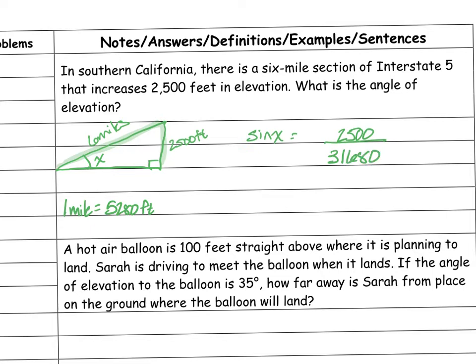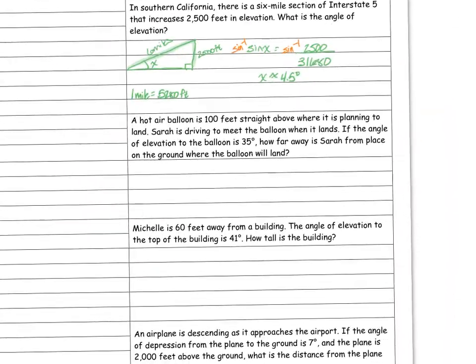Okay, so if I take 5,280 and I multiply by 6, I'm going to get 31,680 feet. Okay, great. So I don't want sine of x, I want x. So I'm trying to find an angle, so I'm going to do the inverse. So sine inverse. So that means x is approximately going to equal 4.5 degrees. So there's my angle. Not too bad.